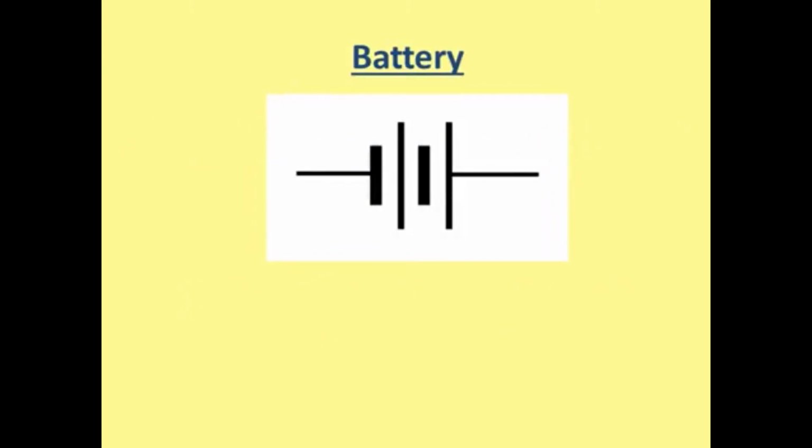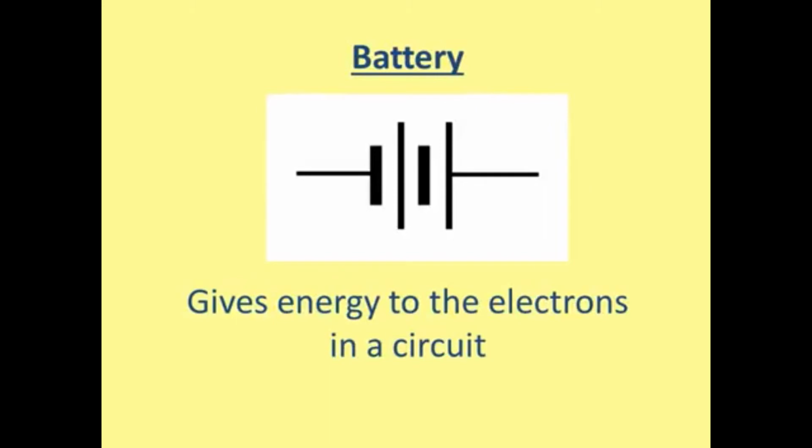This is a battery, and a battery also gives energy to the electrons in a circuit. Now because you've got two cells next to each other, the voltage is actually doubled.